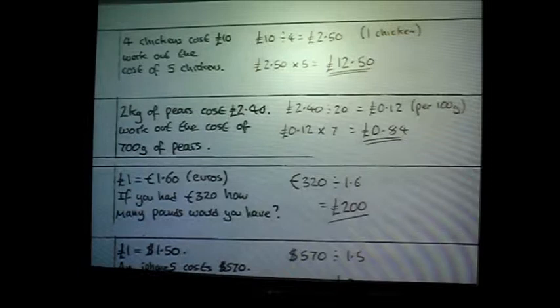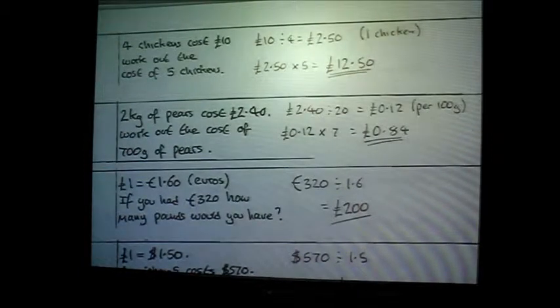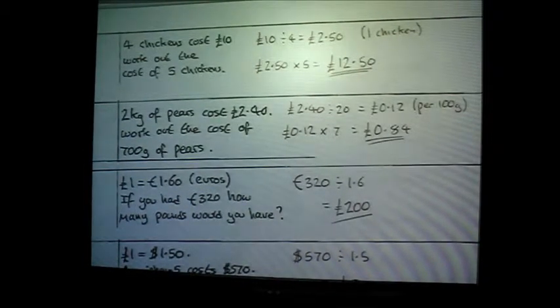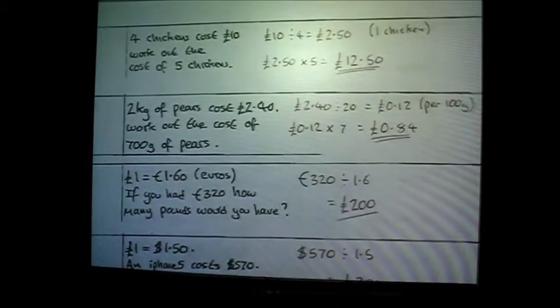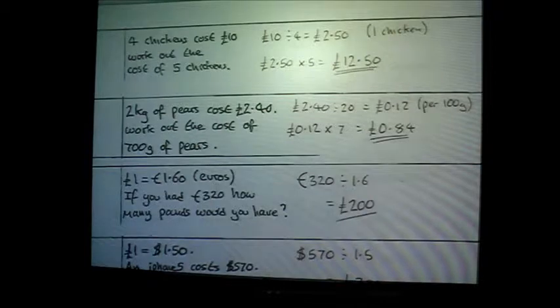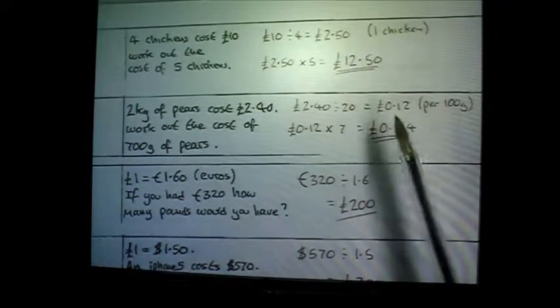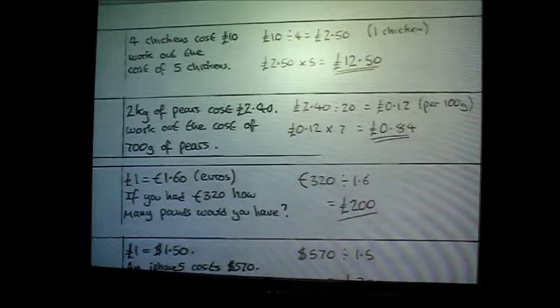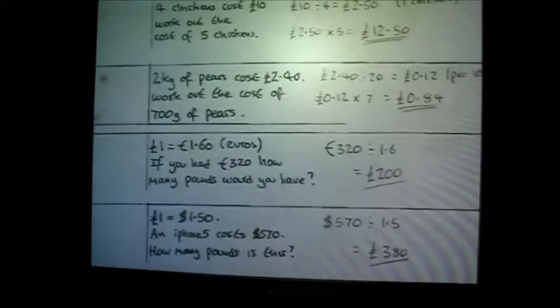Next one, a little bit trickier. 2 kilograms of pears cost £2.40, work out the cost of 700 grams of pears. Well, first of all, you need to know that 2 kilograms is 2,000 grams, and kilo means 1,000. So what I've done is found the cost of 100 grams. So £2.40 divided by 20, because 2,000 divided by 20 is 100, so you need to divide the price by the same, gives you 12p per 100 grams. So if 100 grams is 12p, times it by 7 to get the price of 700 grams, and you should get 84p.